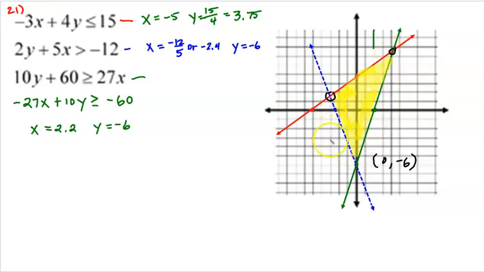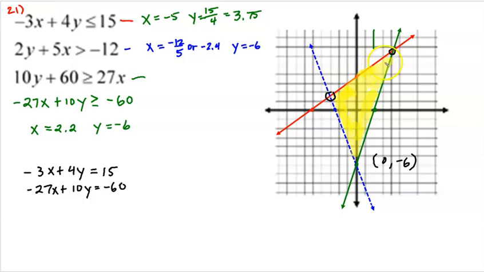So whenever there's a question, this is where algebraic methods come in handy. So I'm just going to let the green equation, so green is -3x plus 4y equals 15, and I'm going to put that together with the red equation. I'm sorry, that was the red equation. The green equation is below that. So -27x plus 10y equals -60.